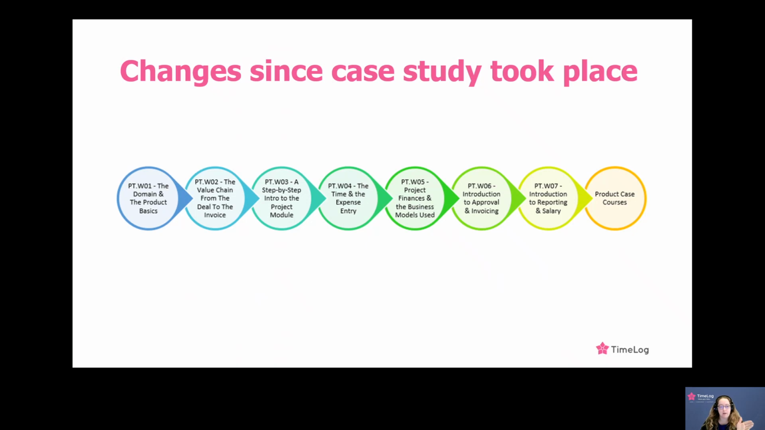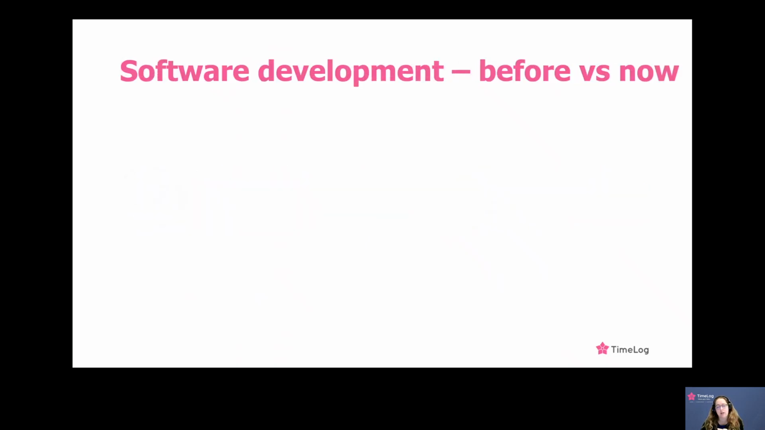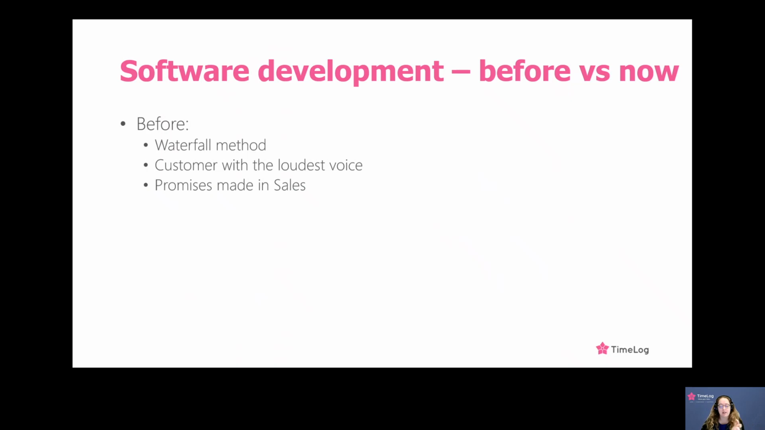Good. Now let's take a look at some of the history here and how development was done before and how it's done today. So before, it was the waterfall method, and it was actually the customer with the loudest voice that got their wishes through. And we also at the same time saw that some promises were made in sales where maybe they told that the system could do something that it really couldn't, and that put a lot of pressure on our developers to actually change their plans and then focus on delivering what was promised in the sales processes. That we have scrapped, and now we work in a more structured approach.